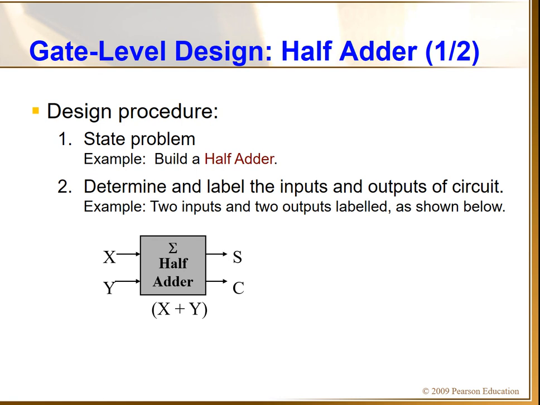So we get this, determine and label the inputs and output of the circuit. So the next thing is we draw the truth table. Okay. How can we draw the truth table?